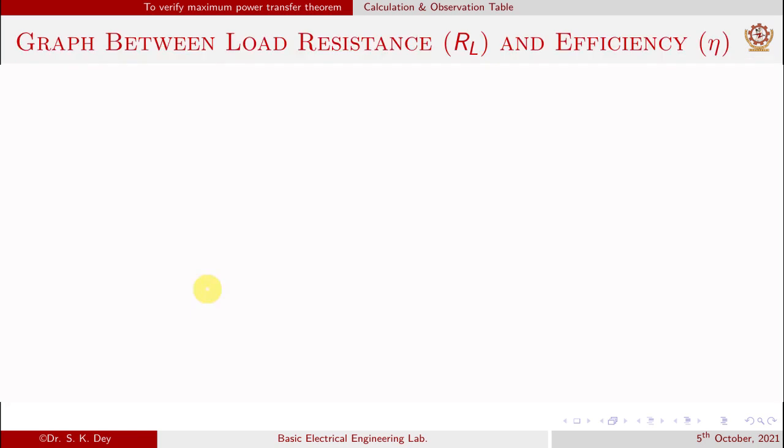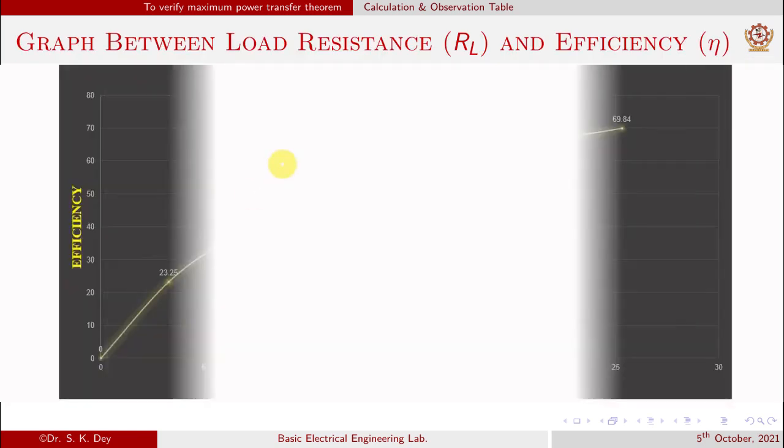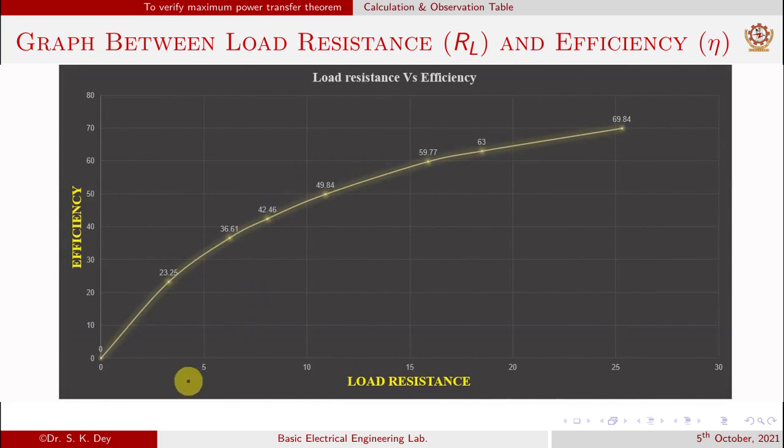Next we will see another graph between load resistance versus efficiency. So in this graph we can see when load resistance is increasing, then efficiency is also increasing.